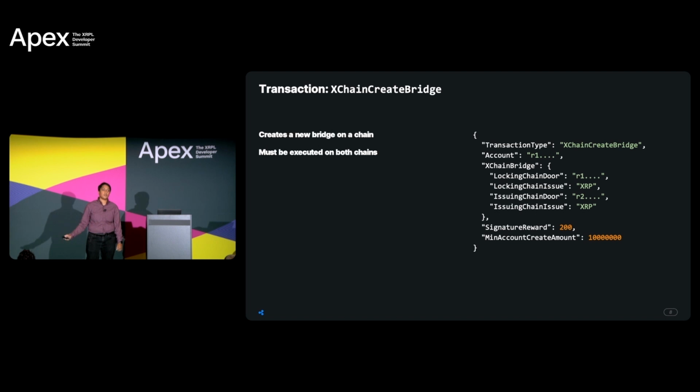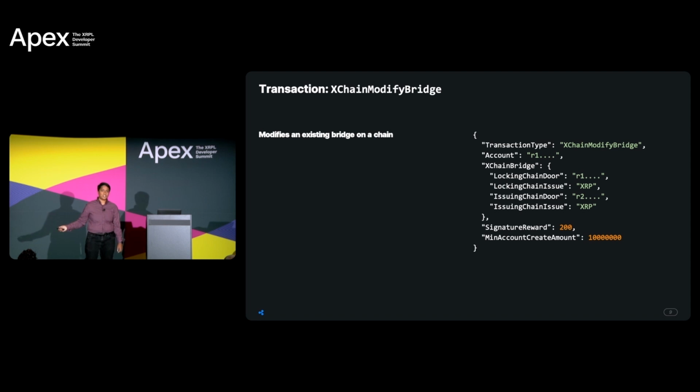The signature reward is essentially a fee for using the bridge. It's a reward to the signature providers or the witnesses for sending their signatures, providing these attestations for you. And the minimum account create amount is the amount that it takes to create an account on the other chain. This isn't really useful for a typical transfer, but it is useful for account creation, which I will get to later.